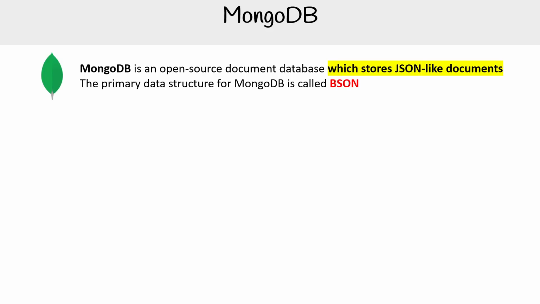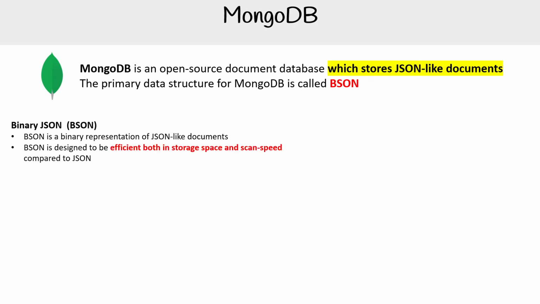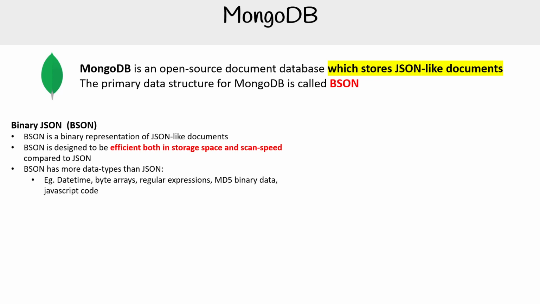MongoDB is an open source document database which stores JSON-like documents, and the primary data structure for MongoDB is called BSON. So BSON is a binary representation of a JSON-like document. It's designed to be efficient both in the storage space and scan speed compared to JSON. It has more data types than JSON, such as datetime, byte arrays, regular expressions, MD5 binary data, JavaScript code.